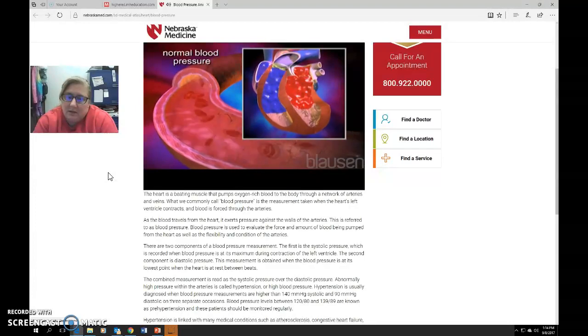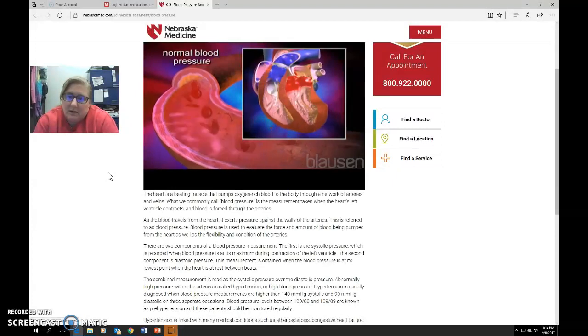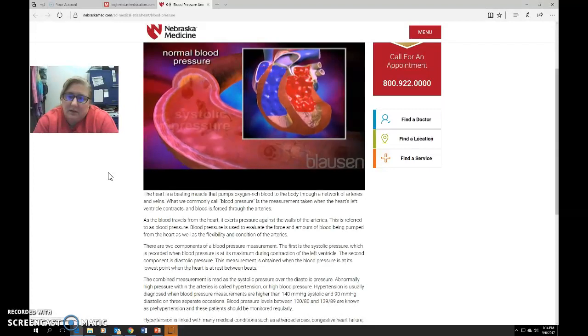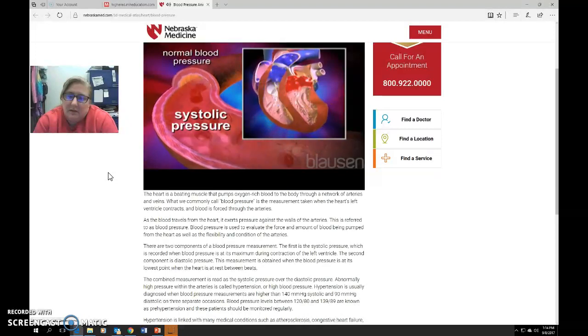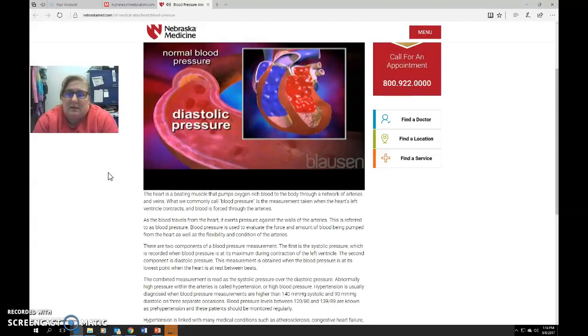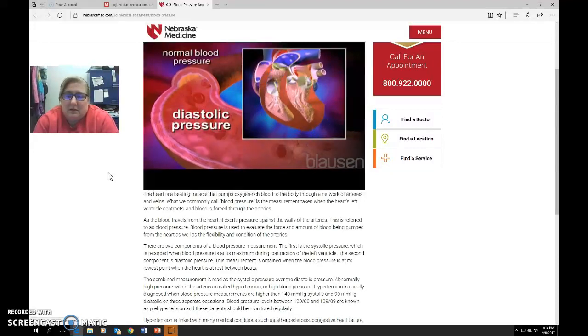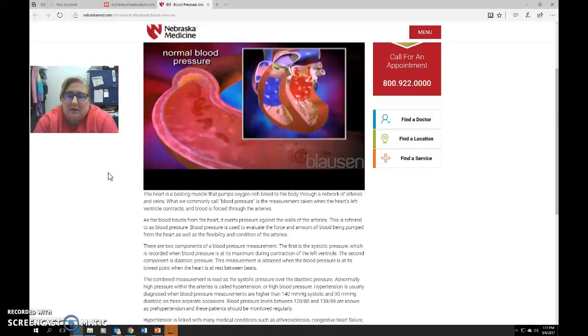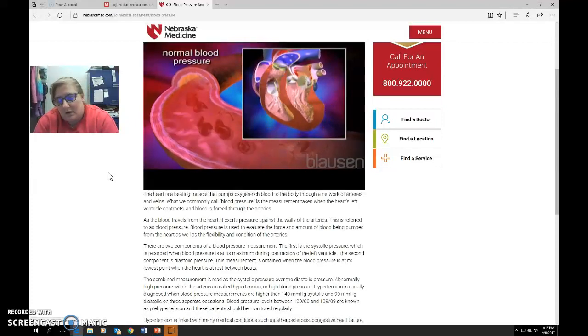Blood pressure is used to evaluate the force and amount of blood being pumped from the heart, as well as the flexibility and condition of the arteries. There are two components of a blood pressure measurement. The first is the systolic pressure, which is recorded when blood pressure is at its maximum during contraction of the left ventricle. The second component is diastolic pressure. This measurement is obtained when the blood pressure is at its lowest point, when the heart is at rest between beats. The combined measurement is read as the systolic pressure over the diastolic pressure.